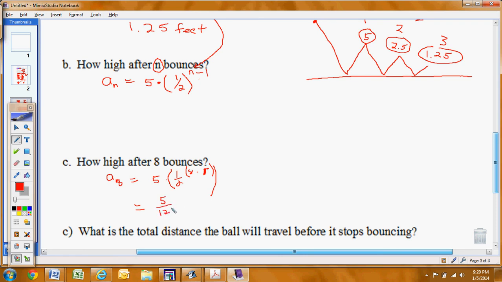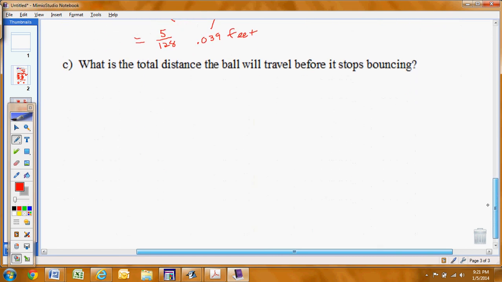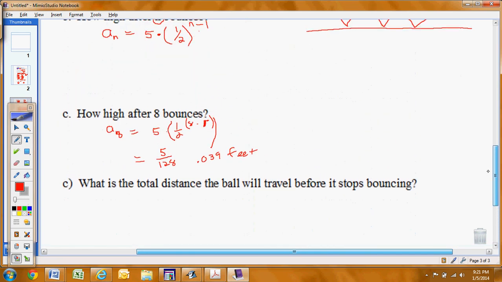But that's going to be tough. So you can also put it in decimal form if you want, which is 0.039 feet. So make sure you know how to use your calculator again. Get practice with that. What is the total distance the ball will travel before it stops bouncing?